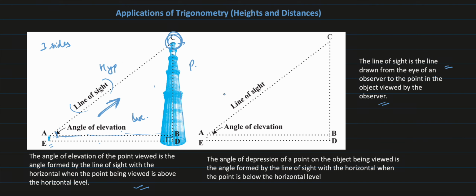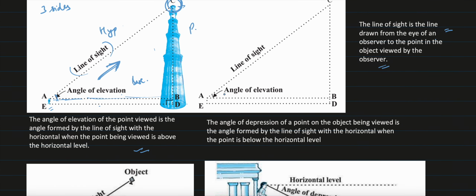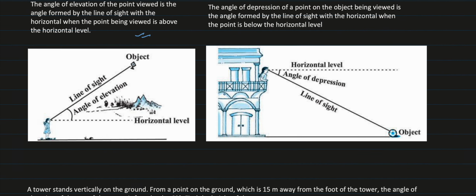Now we have another thing also. Let's see what that is. That is called the angle of depression. Over here, if you see in this figure, this girl is looking down. Her line of sight is going down to this ball. Then we say this is angle of depression. What is this called? Angle of depression, because the point which she is observing is below the horizontal level. Now the angle of depression of a point on an object being viewed is the angle formed by the line of sight with the horizontal when the point is below the horizontal level.